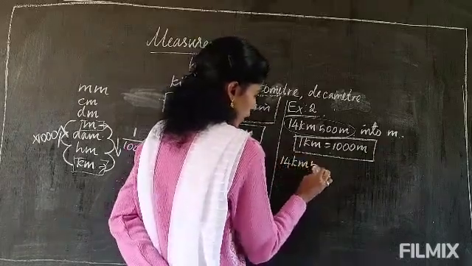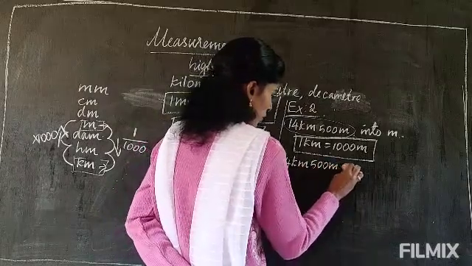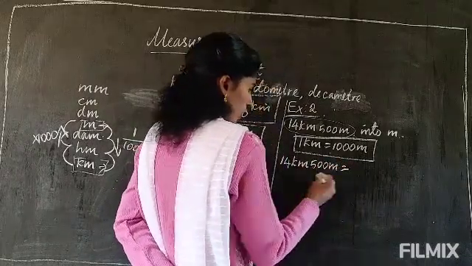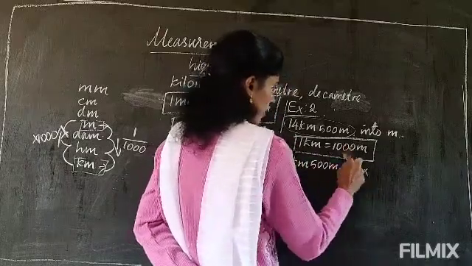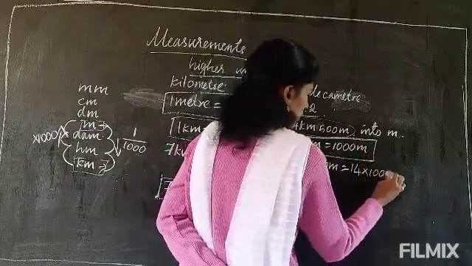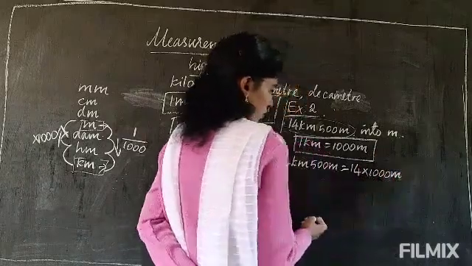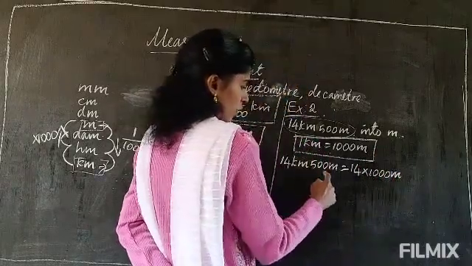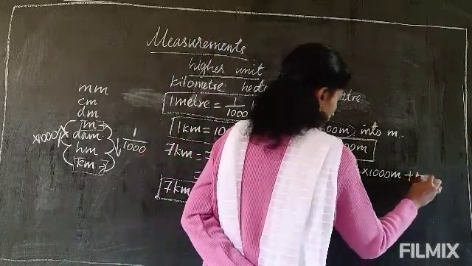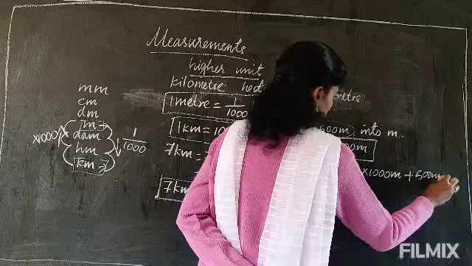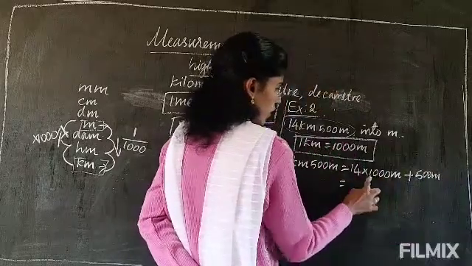14 kilometer 500 meter equal to, so this 14 multiplied by, instead of this kilometer, you write 1000 meter. Again, this is already 500 meter, so there is no need to convert; you just add it in there. So plus 500 meter. Now 14 into 1000.